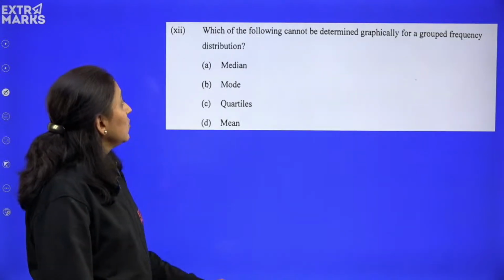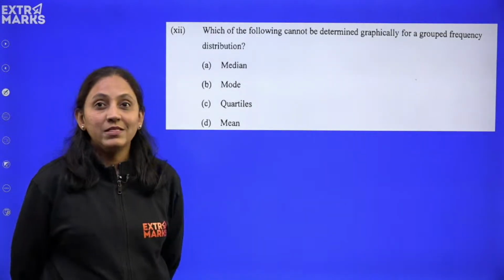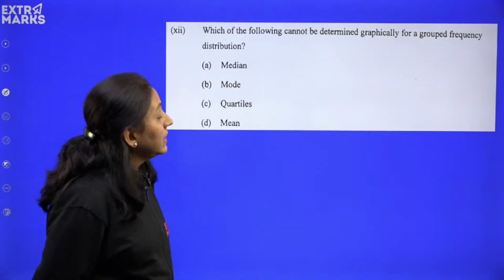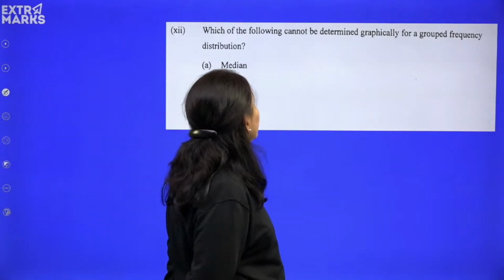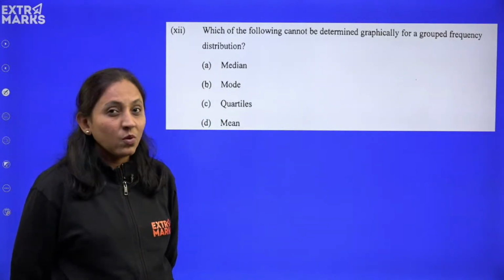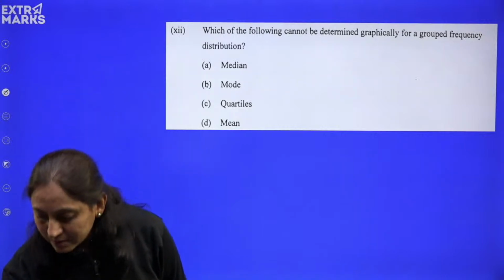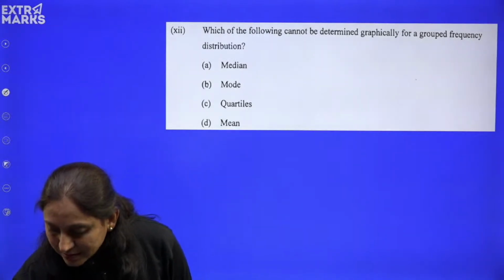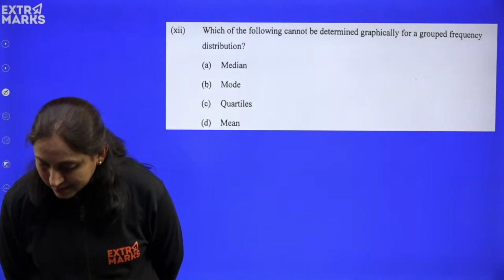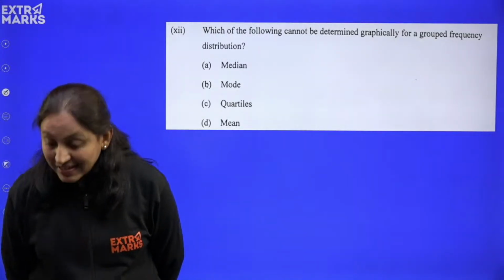So let's move to the 12th question. Which of the following cannot be determined graphically for a grouped frequency distribution? What do you think is the answer for this? Is it median, mode, quartile, or is it mean? What's the answer? Can you tell me? Mean. Okay, Radha says it's mean.